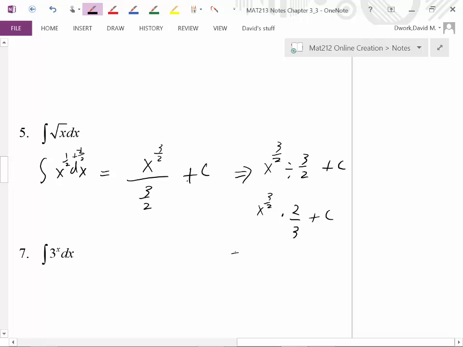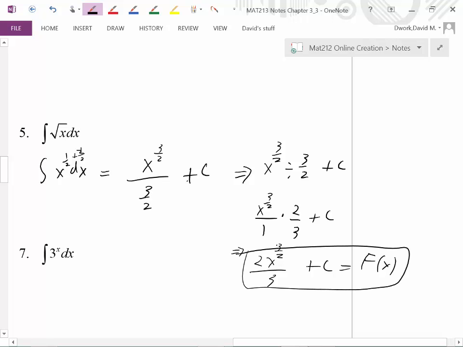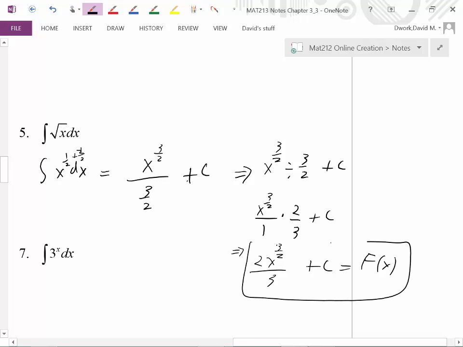So therefore, what am I going to be left with here? 2x to the 3 halves divided by 3. And if you want, you can see that this is x to the 3 halves over 1. So we multiply straight across, plus c. And that would be my capital F of x. That would be my antiderivative. Let's get rid of that. I didn't like that. Try that one more time. There we go. All right.